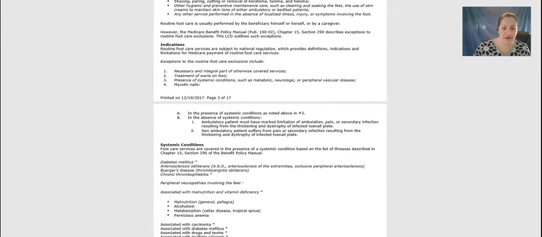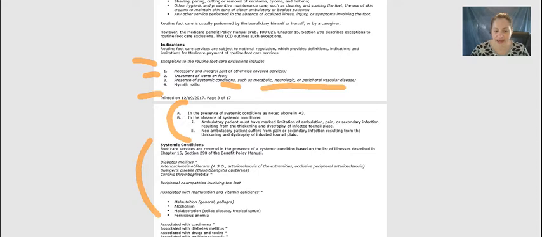Sometimes it is covered. It says exceptions to the routine foot care exclusions include treatment of warts on the feet, they'll pay for. Presence of a systemic condition such as a metabolic, neurological, or peripheral vascular disease. Fungus, mycotic nails in the presence of those systemic conditions. Okay, so what do they call systemic conditions? Right here. Diabetes, arteriosclerosis, Berger's disease, thrombophlebitis, peripheral neuropathy, etc.